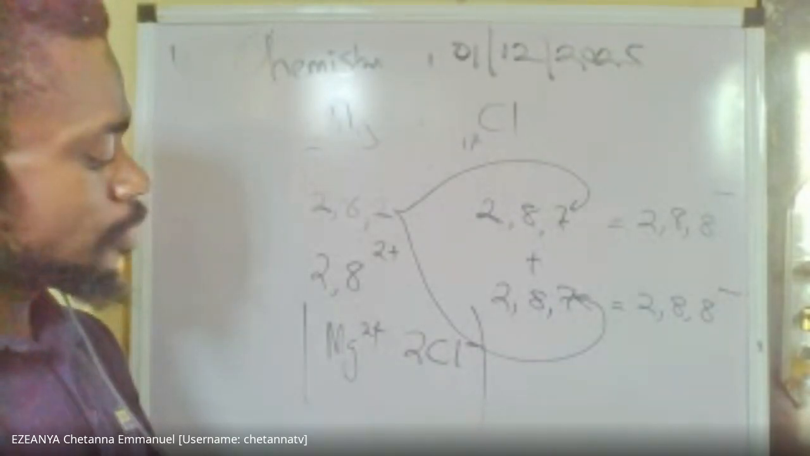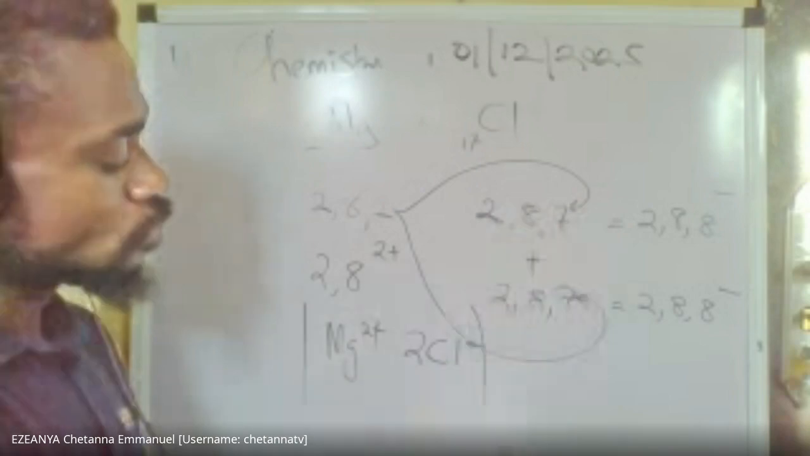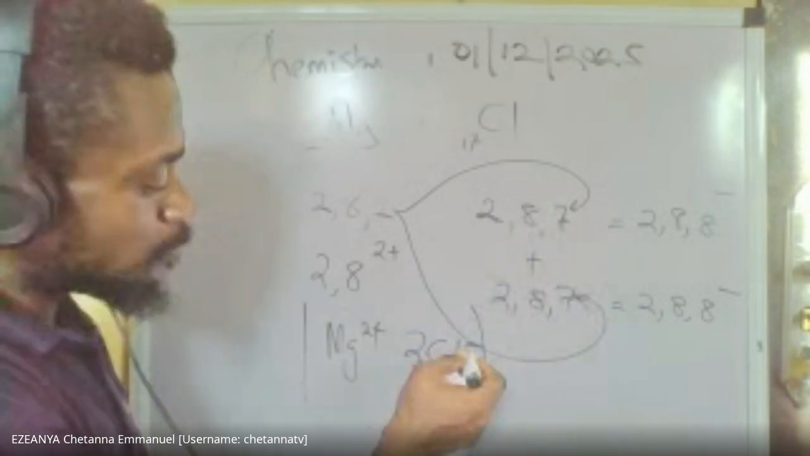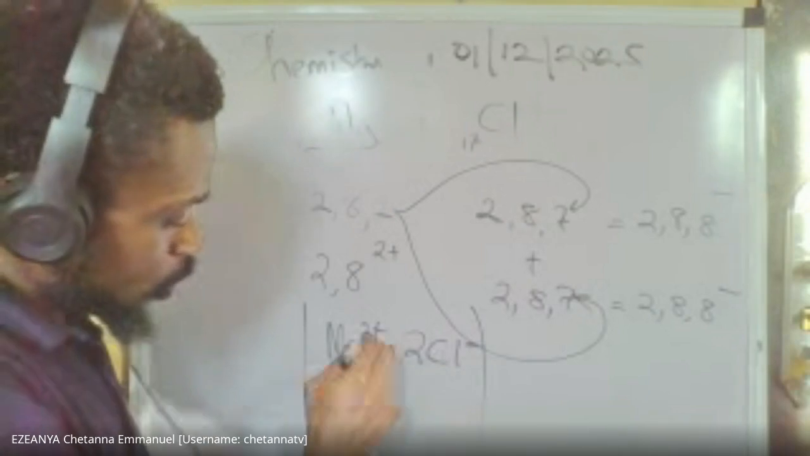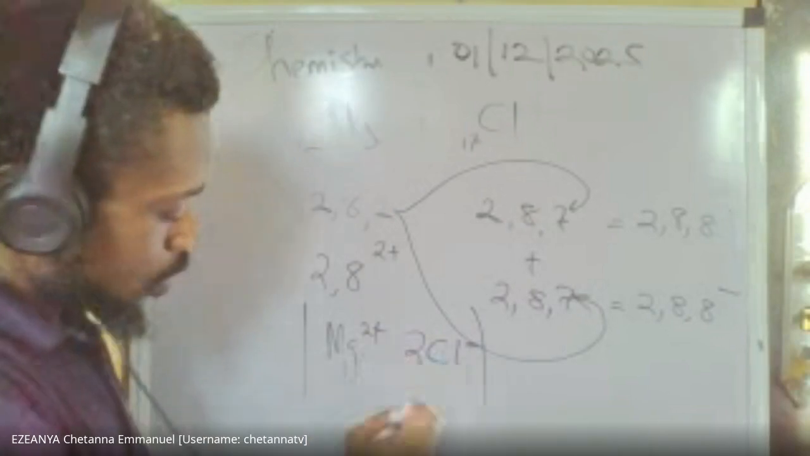That's why if you want to do transfer of valency, you know that here is 1. 1 will come here. These 2 will come here. We now have magnesium chloride. That's why 2 is here.